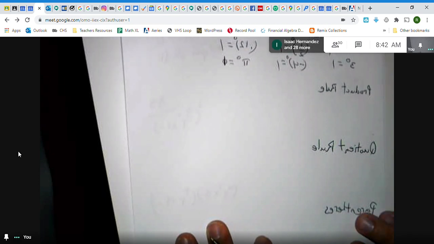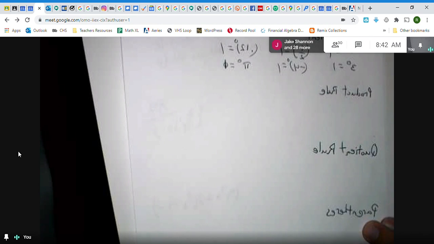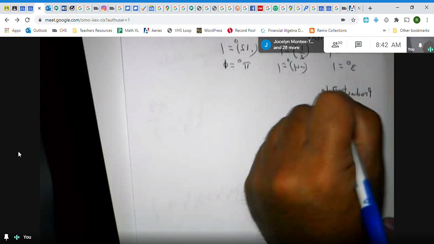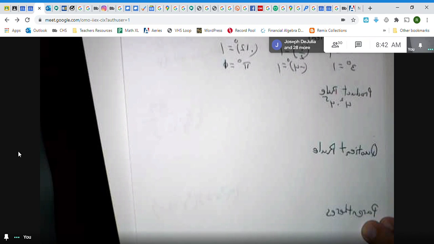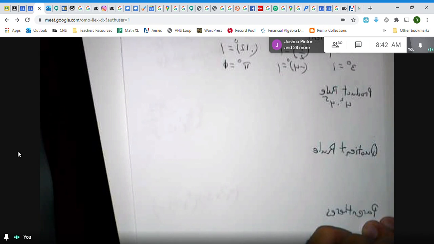Product rule. The product rule is when you're multiplying the same bases with different exponents. What if I had, for example, 4 to the second times 4 to the fifth? We always seem to forget. What do we do with the 2 and the 5? Do we multiply them or add them?